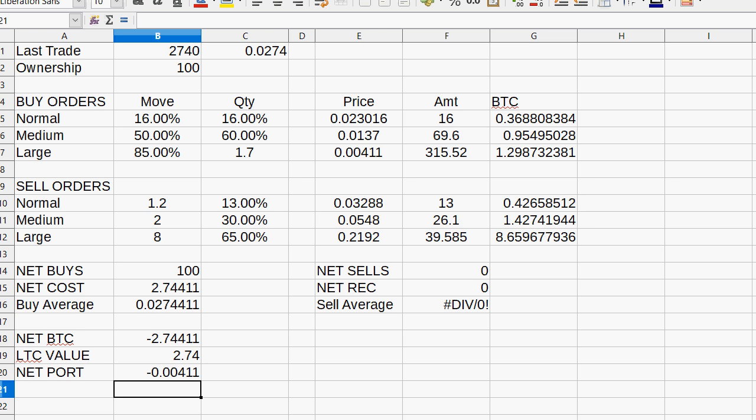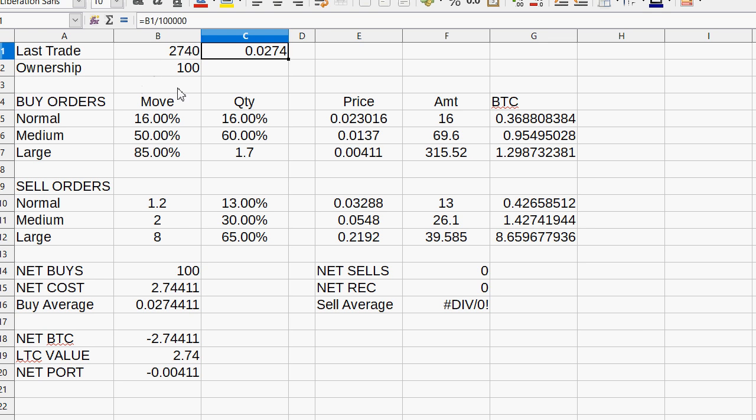Okay, so this is a spreadsheet that I've made. The top number is the last trade, and I'm just putting 2740 for easy writing, and then it will automatically convert the decimal price. Ownership is an automated number. We'll say you start with 100, which means to buy 100 it would have cost 2.74411 Bitcoin. I'm going to use a 0.015% rate because that was pretty much the most for most of the time that I know of, anyway. That was the Poloniex rate. So that's what the cost would be.